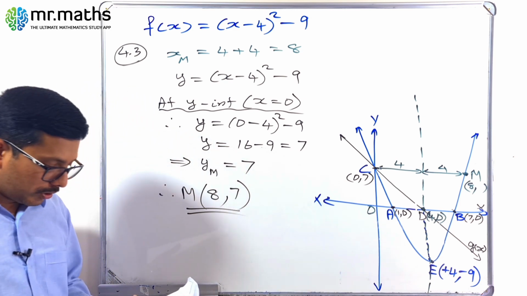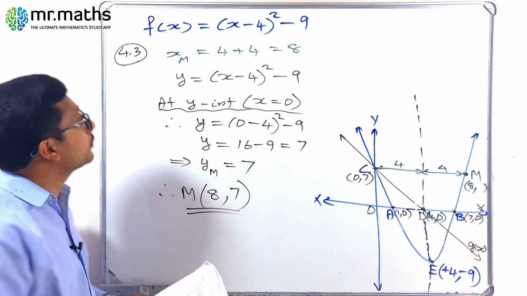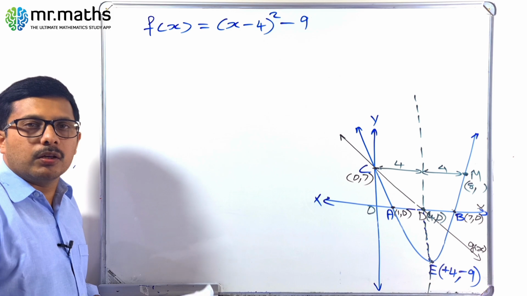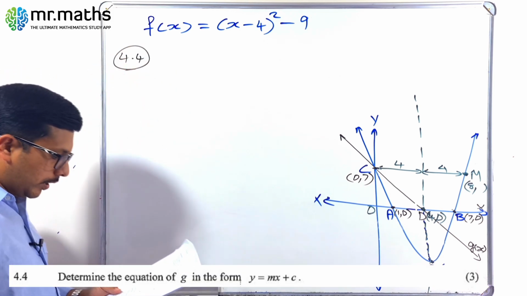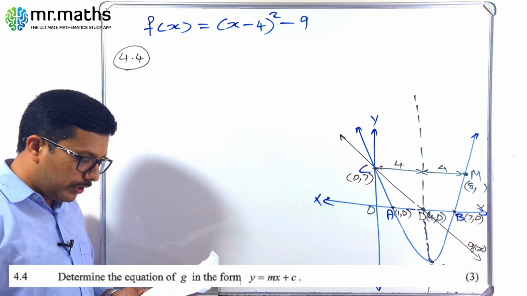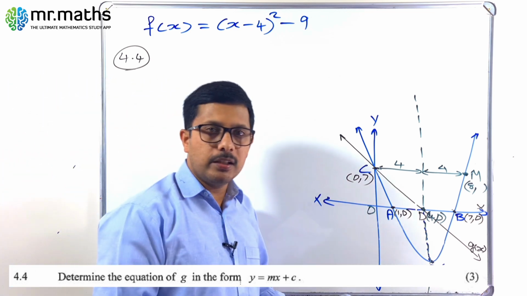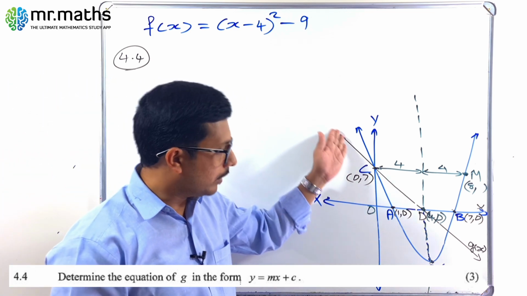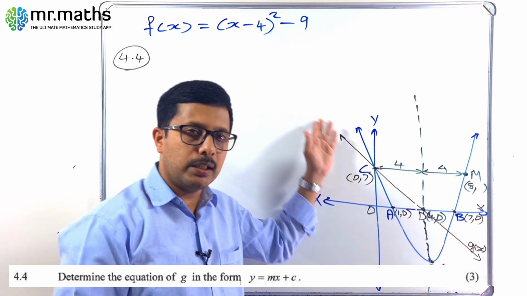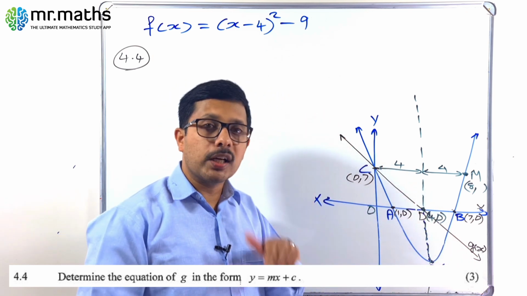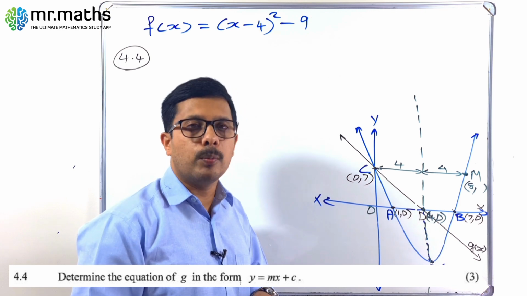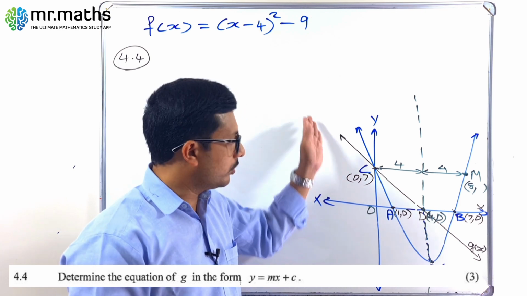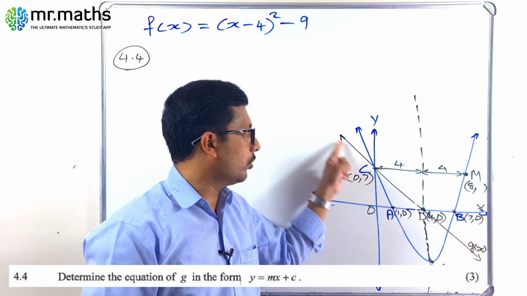Now let's move to the next question, question number 4.4. What is that question? Determine the equation of g. So what is g? We didn't talk about g. This straight line is g of x. You have to find the equation of g in the form of y is equal to mx plus c. You have to find the equation of this straight line g of x.